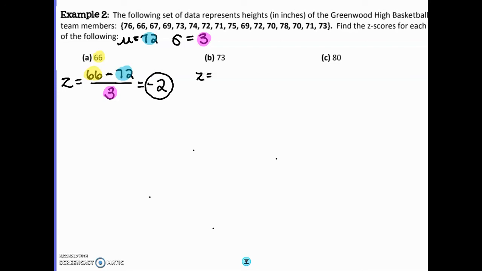Now go ahead to 73 inches. Say I was that tall. Again, not true, but let's plug it on in. Same setup, except I'm changing out the 73 instead of 66. That comes out to be 0.3.